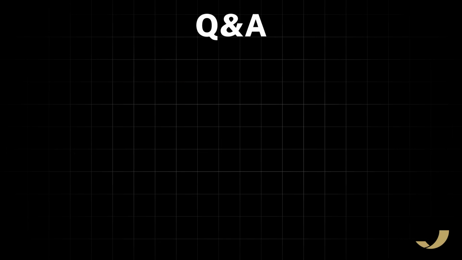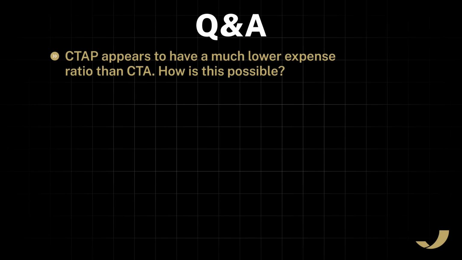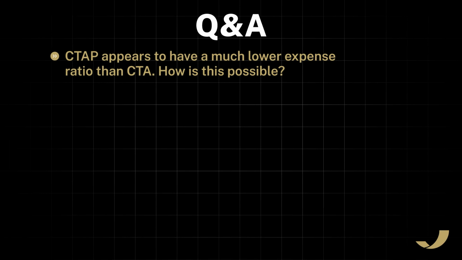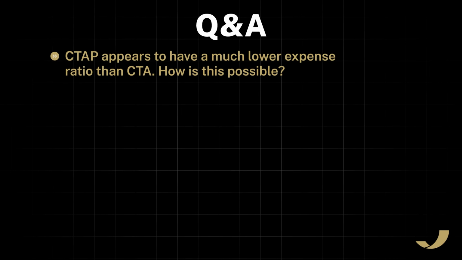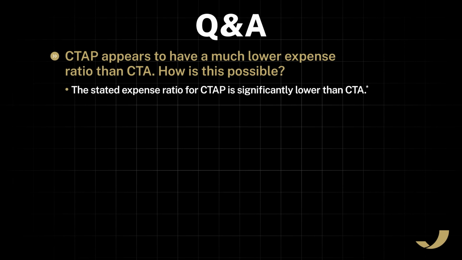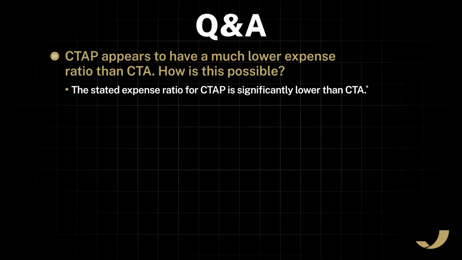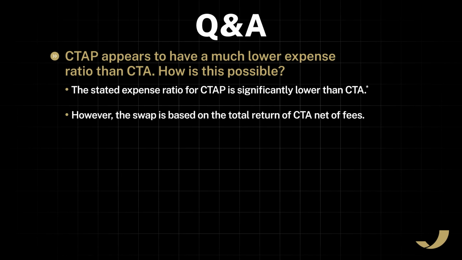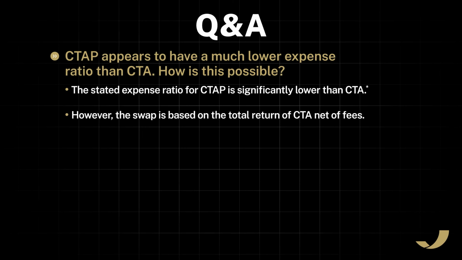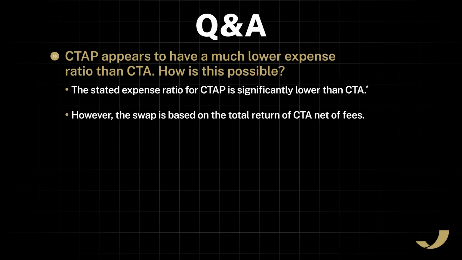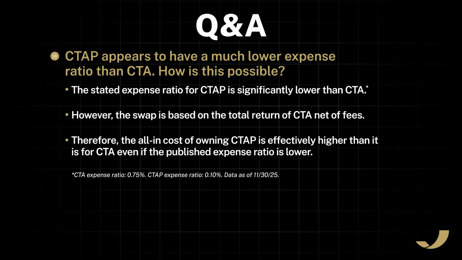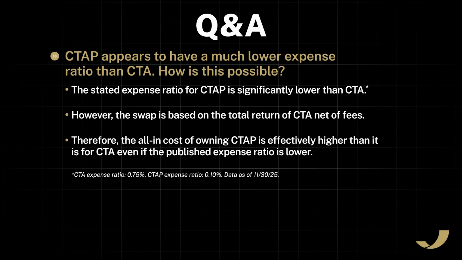CTAP appears to have a much lower expense ratio than CTA. How is this possible? The stated expense ratio for CTAP is significantly lower than CTA. However, the swap is based on the total return of CTA net of fees. Therefore, the all-in cost of owning CTAP is effectively higher than it is for CTA, even if the published expense ratio is lower.